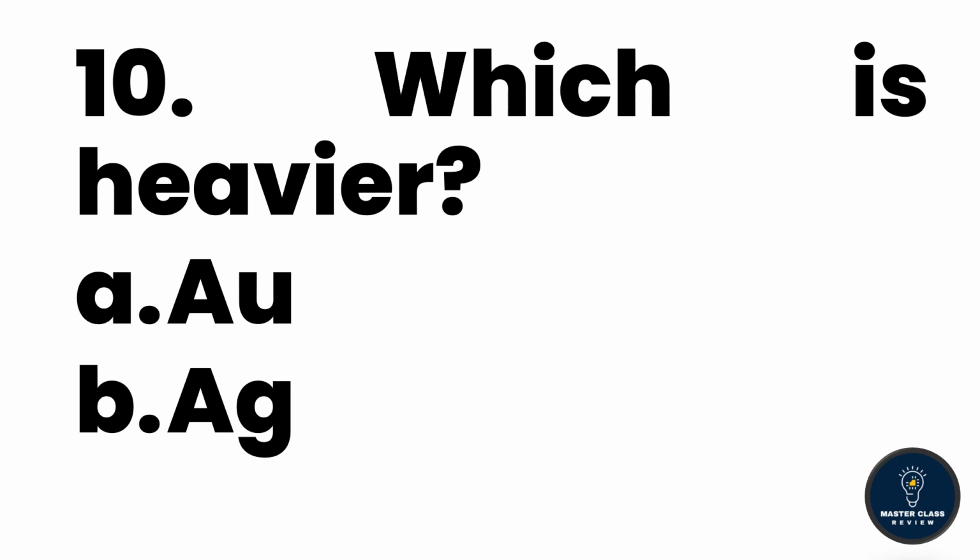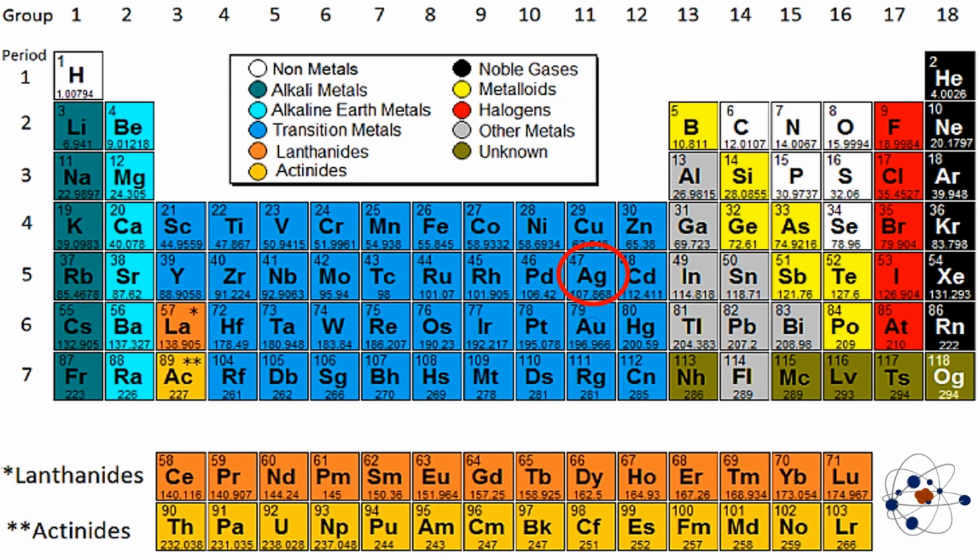Which is heavier, Au or Ag? Well, it's easy. It is Au or gold. How do we know? We know from their atomic masses and their placement in the periodic table. Look here, silver is directly above gold, which means gold is heavier. All elements in the 7th row are heavy elements. The family to which silver, gold and copper belong to is called the coinage metals.